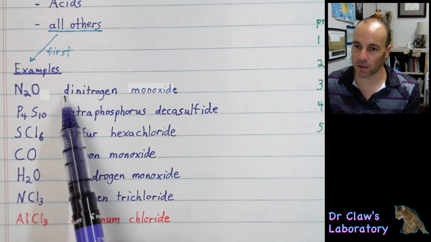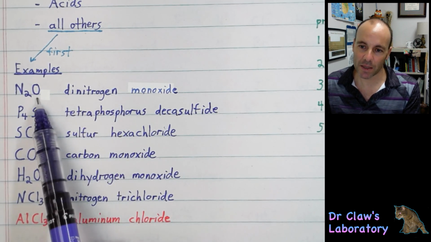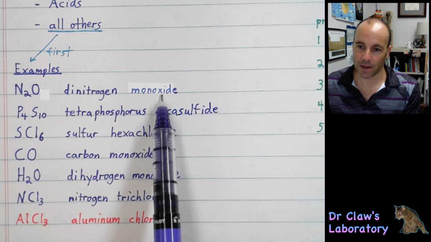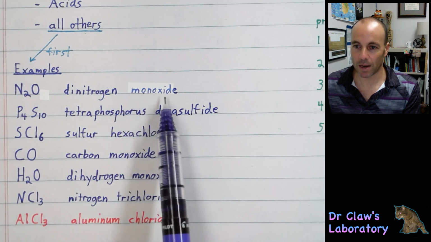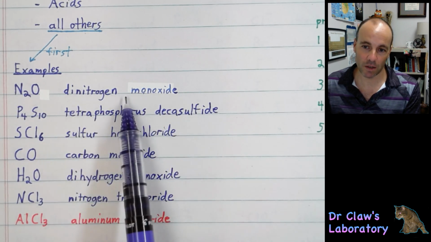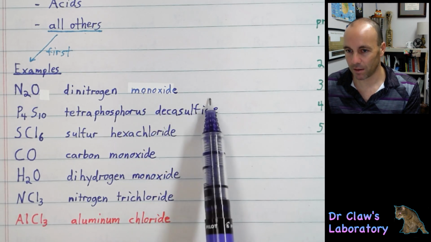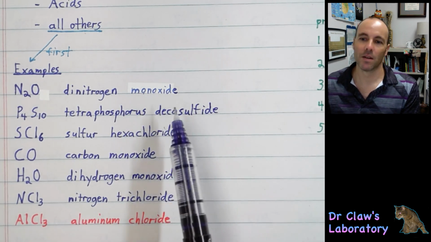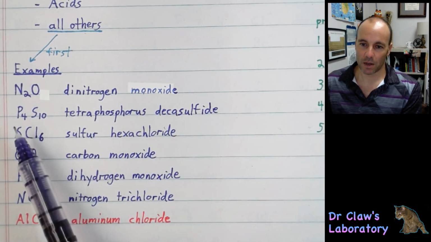Now, the naming scheme: the first element, which is nitrogen, you get the full element name along with its prefix. So dinitrogen, the whole name. But the last element gets the "ide" suffix. So it's not mono-oxygen, it's monoxide. So dinitrogen, the full name with the prefix, monoxide. The "ide" with the prefix. Okay, so dinitrogen monoxide.